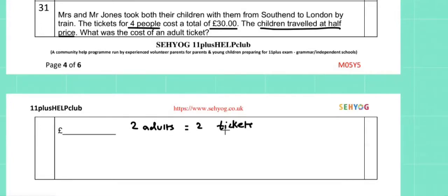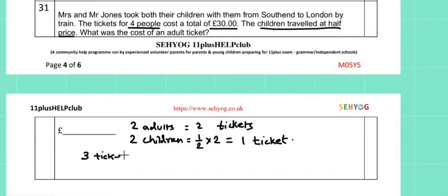So 2 adults are buying 2 tickets and 2 children are buying half each, so that makes 1 more ticket. Together they are buying 2 plus 1, 3 tickets and they are paying 30 pounds, which means that the cost of one ticket is 30 divided by 3, which gives us 10 pounds, which is our answer.